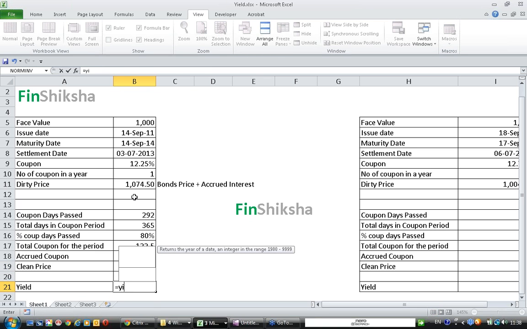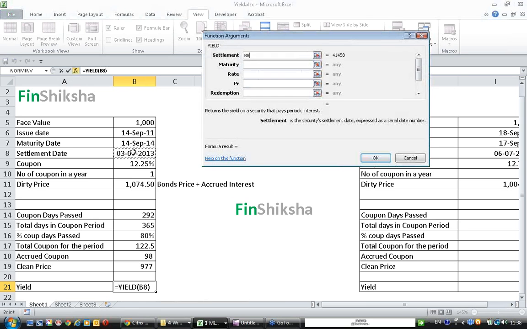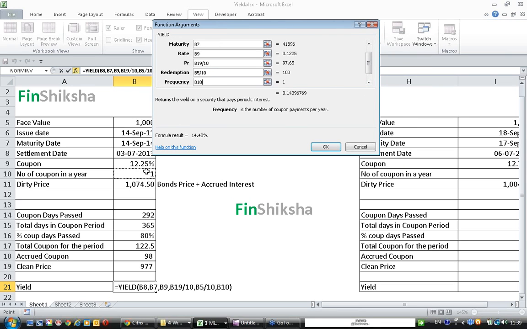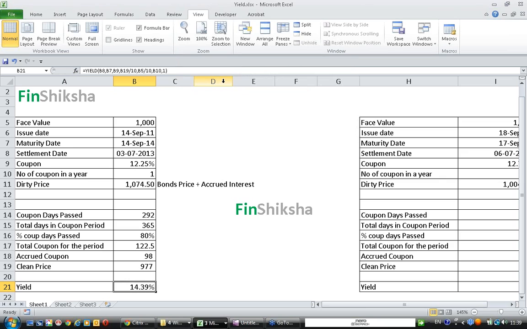Let's do this. Yield: settlement date 3/7/2013, maturity is on 14 September 2014, rate is the coupon rate, which is 12.25. For price, you need to remember, you have to always give the price of a 100 rupee face value bond. So if it is a 1000 rupee face value bond, then it has to be divided by 10 to get the price of a 100 rupee bond. So the clean price is 977 divided by 10, which gives me the price of a 100 rupee face value bond. Redemption is 1000 divided by 10, which gives me 100. Frequency is the number of coupons per year, which is 1, and basis is actual by actual, which gives me a yield of 14.39% on this bond with the clean price.